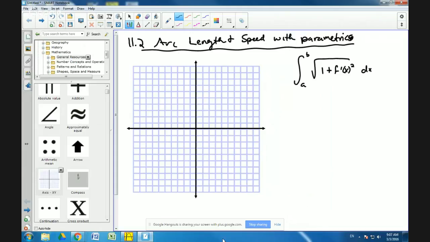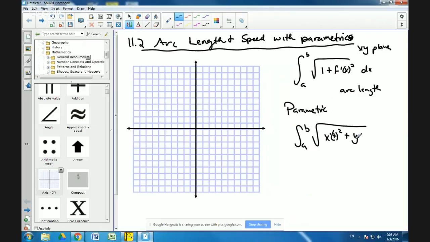So that would be in XY. That is arc length, right? We're going to get a very similar conclusion for parametrics, so you don't have to really remember much difference. It involves the derivatives of x and the derivative of y. Let's see what changed with parametrics. Okay, see the similarities? You can derive one from the other.